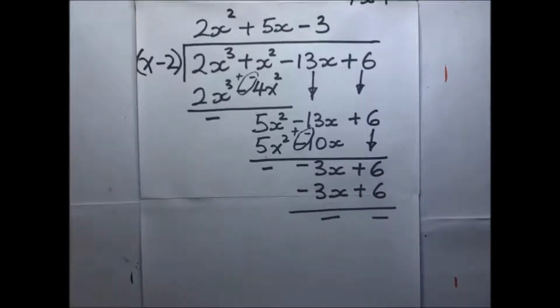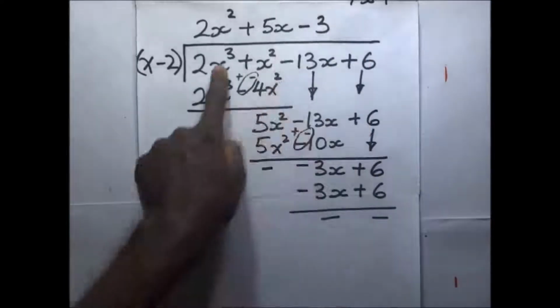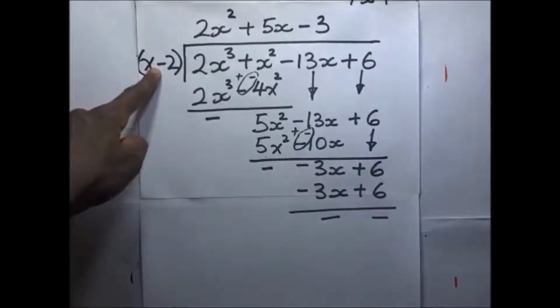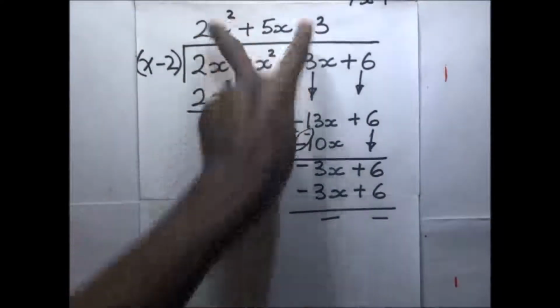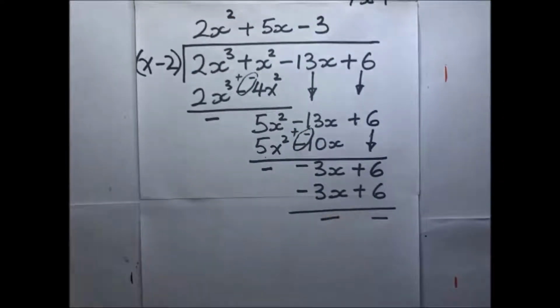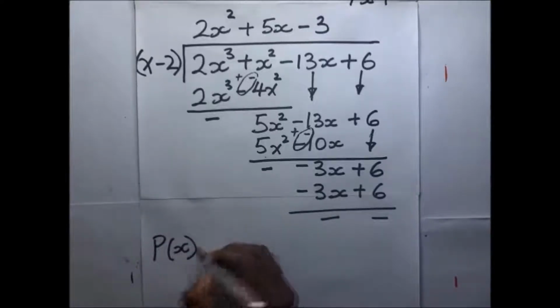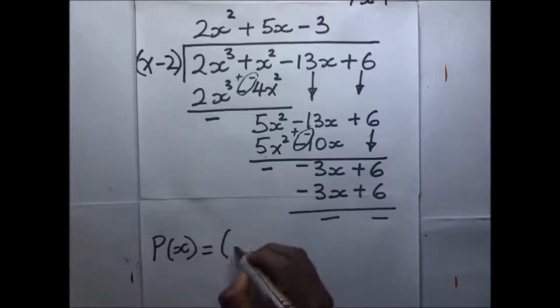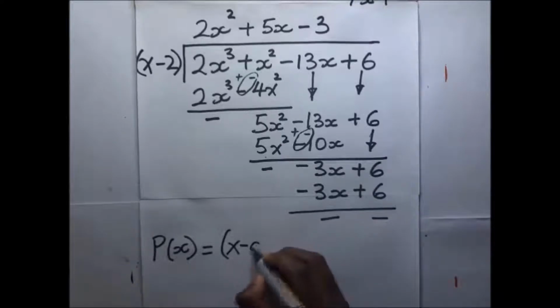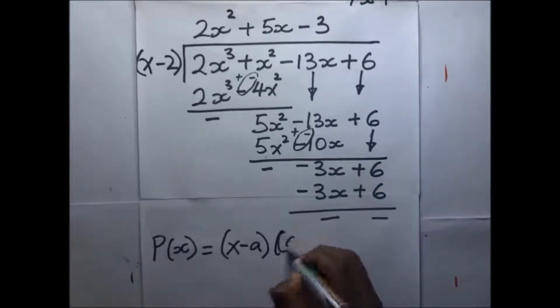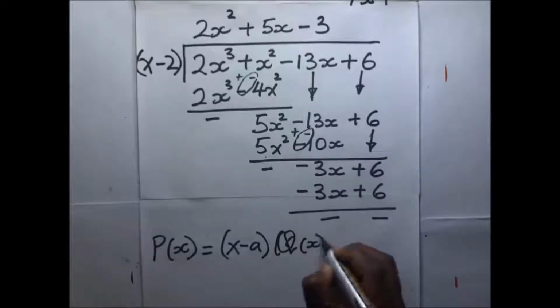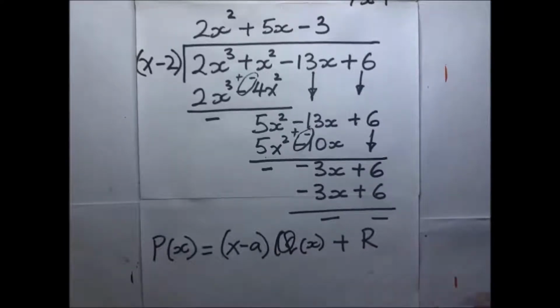So you will find that when you get this polynomial, you divide it by that divisor, you will get this quotient and no remainder. So it means our general term, which is our polynomial, which is p of x, is supposed to be equal to the divisor, which is x minus a, times our quotient q of x plus our remainder.